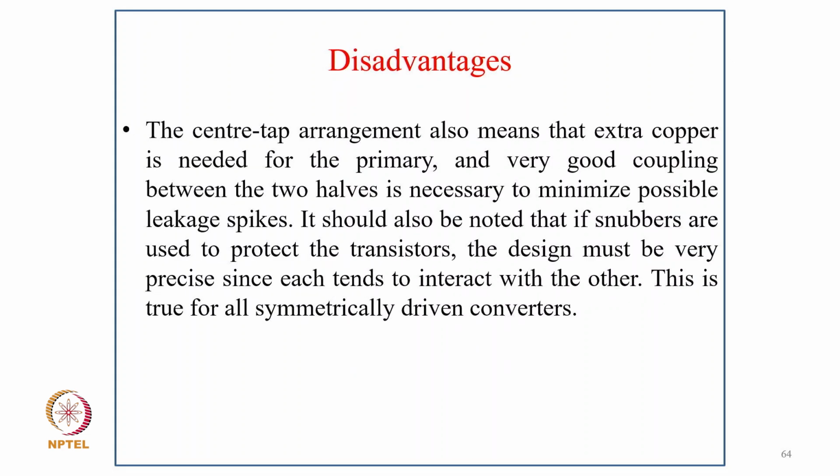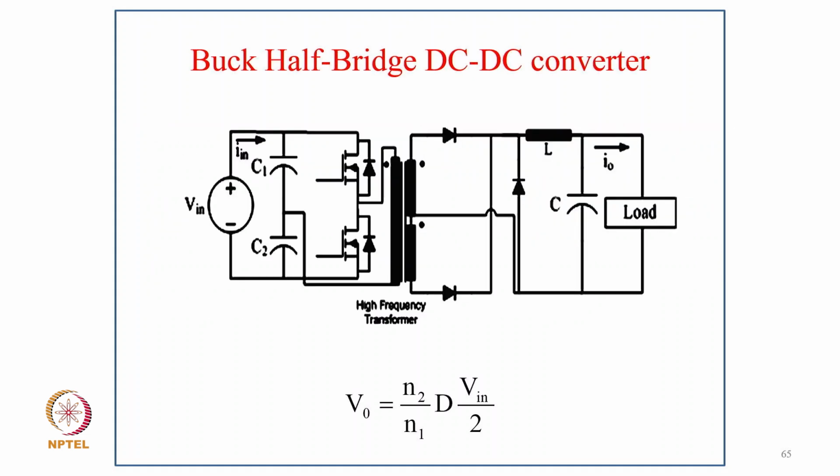As a disadvantage, the center tap arrangement also means that extra copper is needed for the primary, and very good coupling between the two halves is necessary to minimize the possible leakage spikes. And it should also be noted that if snubbers are used to protect the transistor, then the design must be very precise, since each tends to interact with the other, and this is true for all symmetrically driven converters.